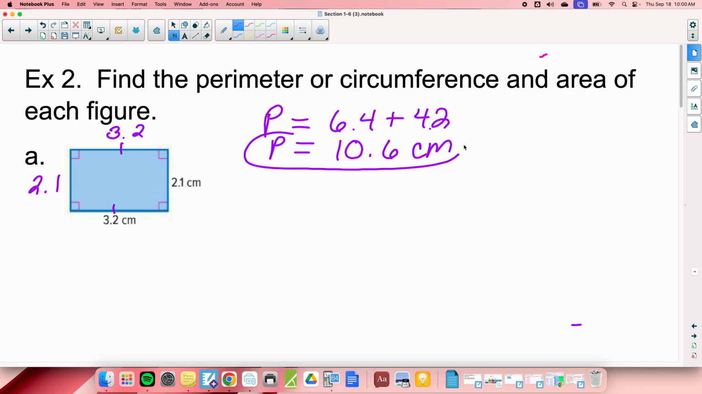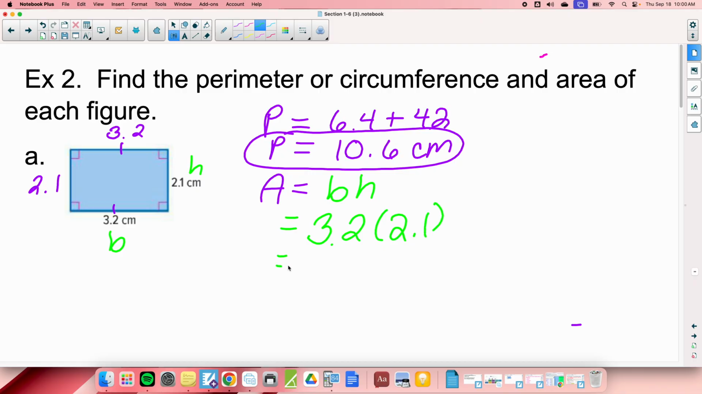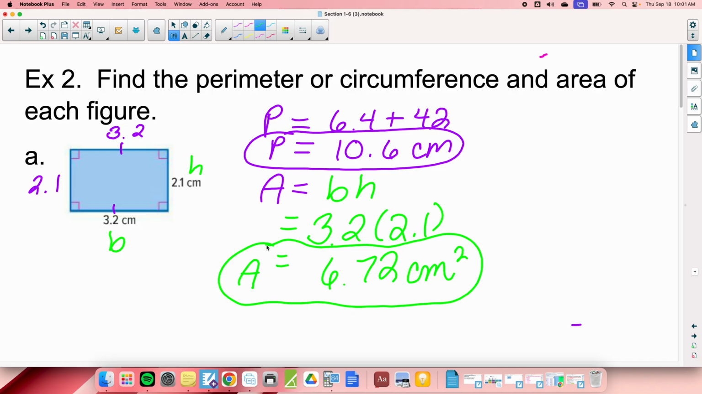And all you have to do is punch that in, okay? For the area of this one, it's a rectangle and you do base times height, okay? So here's my base, here's my height. So the area is base times height. It is 3.2 times 2.1. What is 3.2 times 2.1? 6.72. Thank you. 6.72. Do you guys know when you're doing area, you have to have square units? So this would be centimeters squared. Area is squared. Okay.